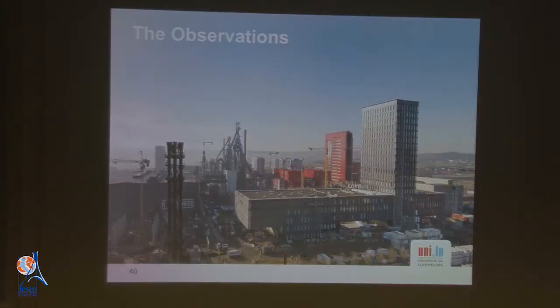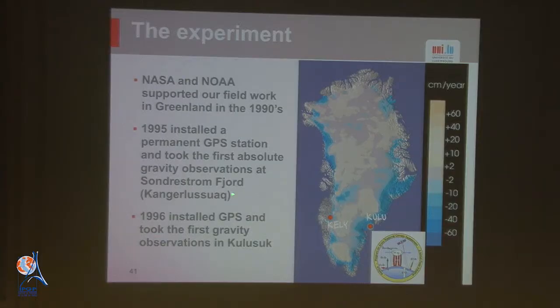So now let's go on to the observations that we use to validate this theory and to get an estimate for glacial isostatic adjustment in Kulusuk, which is in the southeast corner of Greenland. We started our experiment back in 1995, and we were supported by NASA and by the National Oceanic and Atmospheric Administration to install a site here.